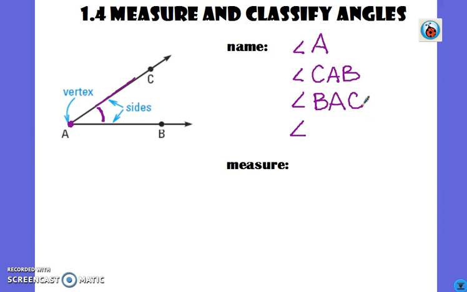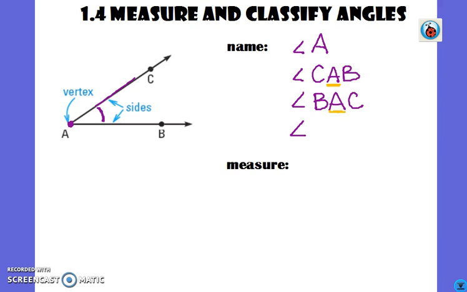Don't be afraid to talk out loud to me right now. Can you tell me, is there anything special about the order of those letters? Say it out loud. The vertex has to be in the middle. And so what's the one way that we're missing now? We've got the A, the vertex in the middle.